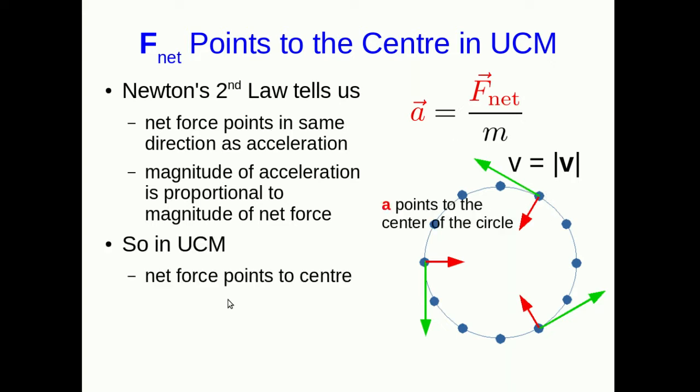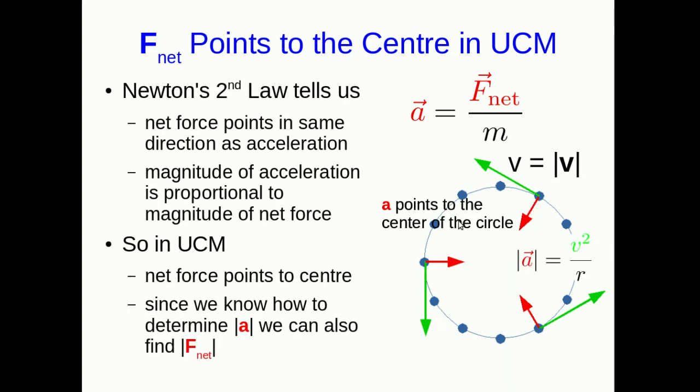Well, in uniform circular motion, we know that the acceleration always points to the center of the circle, and so Fnet must as well. And we now have a way in uniform circular motion that we can determine the magnitude of a, or put the magnitude of a in terms of v and r, and so that's often useful when solving Newton's second law.